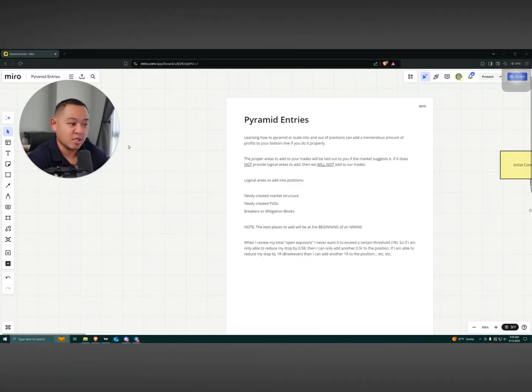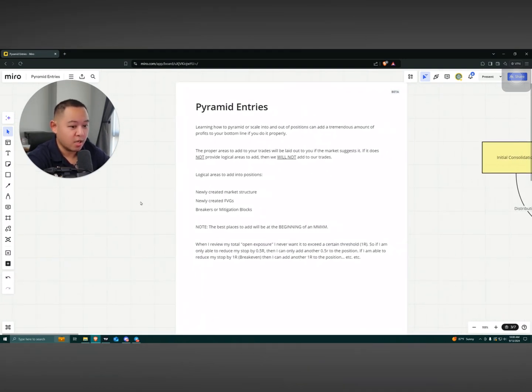All right, we need to have some logic behind why we're adding into a position, and it really comes from a couple different things. So we have logical areas to add into our positions, which is newly created market structure, right? Newly created fair value gaps, breakers, or mitigation blocks. These are really only the three areas where we need to add or can add. I would also add OTE, because you guys will notice that we do have certain market conditions where we have deep pullbacks, right, where we're possibly trading to a high resistance liquidity run. That is when we're going to get those OTE setups.